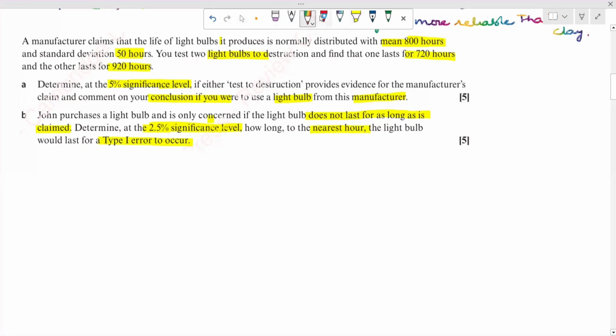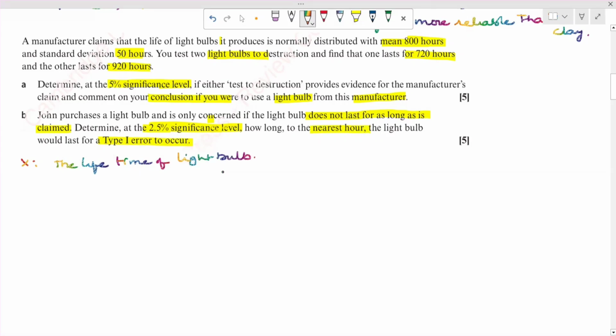So what is that over here? First of all, I'll write the random variable. What is the random variable in this case? X is a random variable: the lifetime of a light bulb. The lifetime of a light bulb.